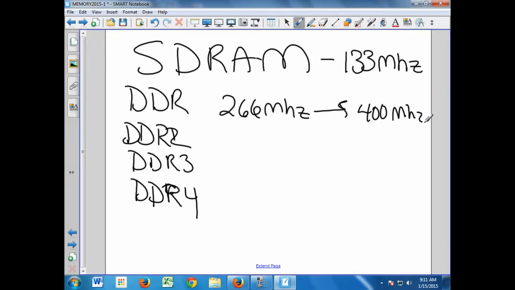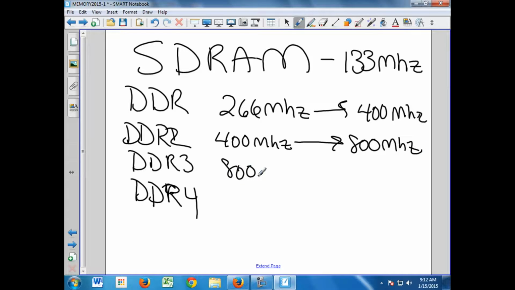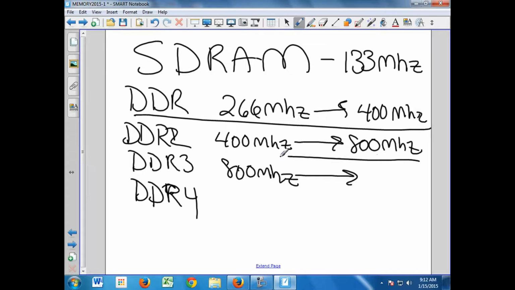DDR evolved up to 400 megahertz, and then DDR2 came out at 400 megahertz and evolved up to 800 megahertz. There are different speeds in between. DDR3 came out at 800 megahertz and evolved up to whatever it is today. I think it's 3200 overclocked or something like that. So this number refers to the generation, and within that generation there's a whole spectrum of speeds, and whether it can be used is determined by the form factor of the motherboard. That's why on your motherboard specifications you had to list what kind of memory it takes.